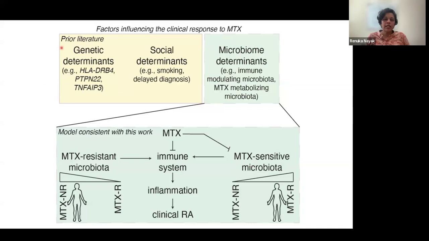So taken all together, I think what this suggests to me is that there are definitely multiple things that contribute to clinical response to methotrexate in RA patients. Previous researchers have looked at genetic determinants, social determinants, but I think that these studies that I've shown you today suggest that the microbiome matters as well.